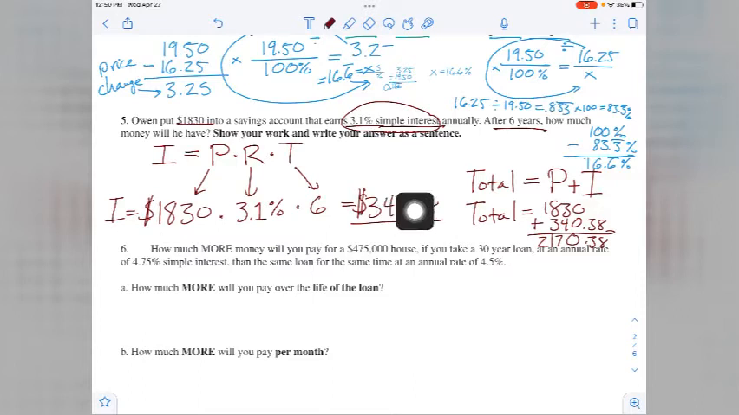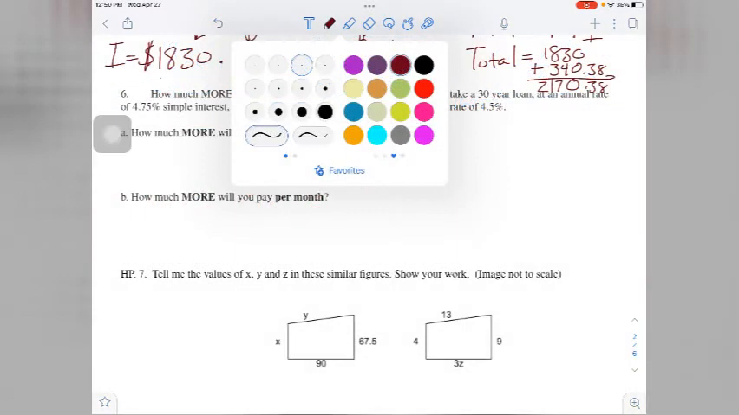I think I gave people half credit if they calculated the interest, but not full credit, because it does not ask you what the interest is. It asks you how much money will they have altogether, and it is important to distinguish the difference.